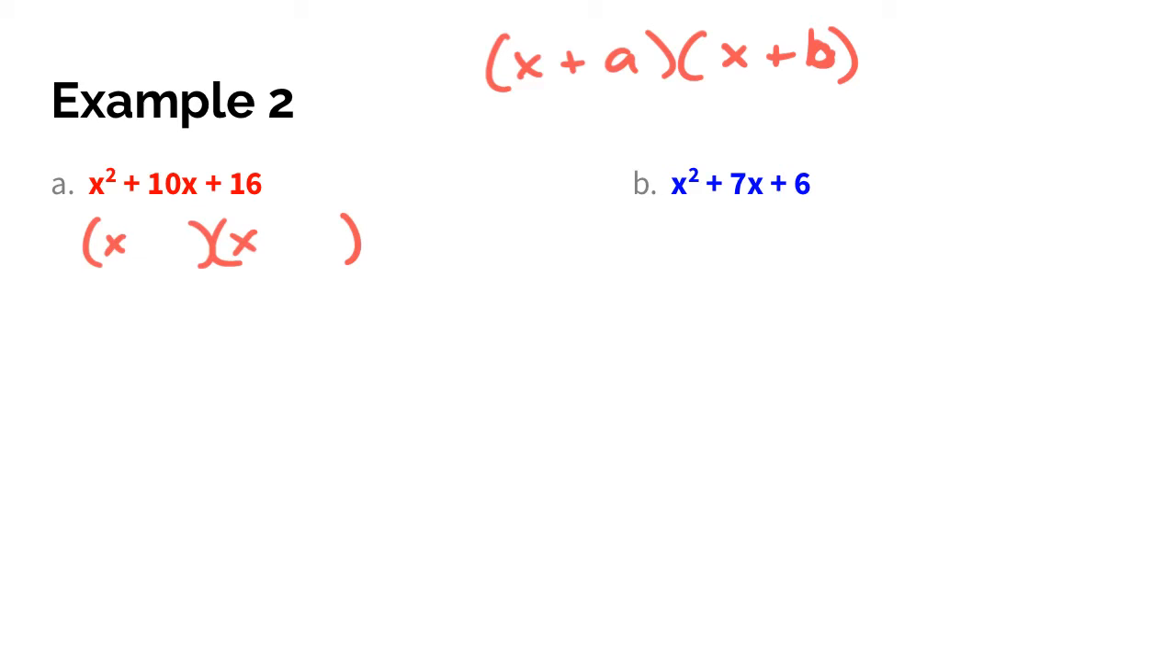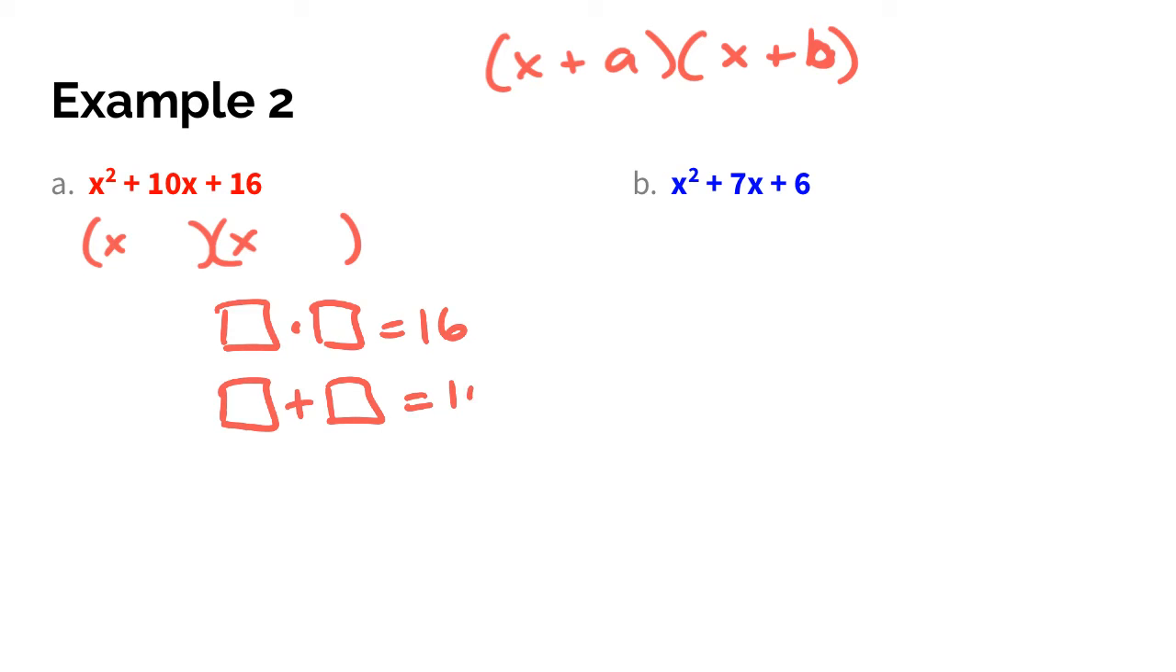So I'll put an x in the beginning or the first spot of each binomial. What I then have to think about are the numbers. So if you think back to the other example that I had, the two numbers that I would place in these remaining spots have to first multiply to the last number, 16, okay? And then those same two numbers have to add to the middle term of 10.